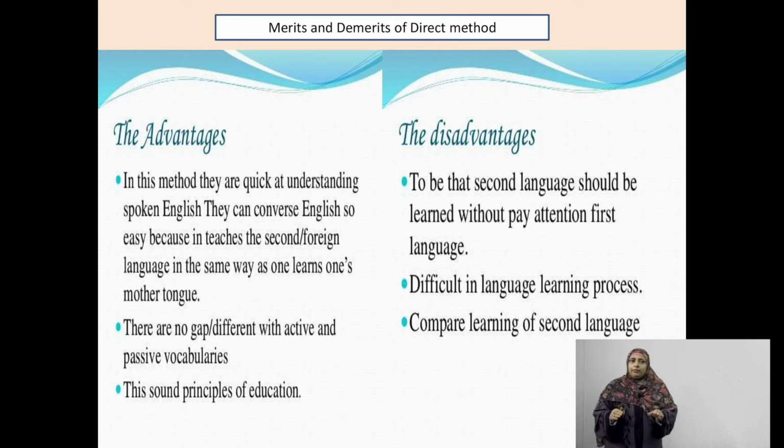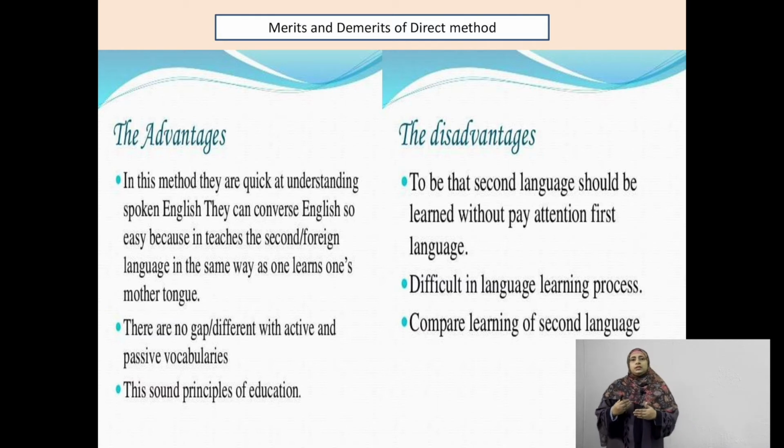There is no gap or difference between active and passive vocabulary over here, because everything is done in the target language, you have to use the words. So there is no difference between the active and the passive vocabulary. And this is sound principles of education, because we concentrate on all the aspects of the language. Mainly we talk about phonetics and pronunciation. So this direct method concentrates on and develops these skills among the students.